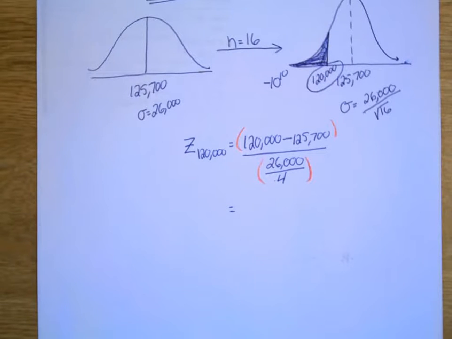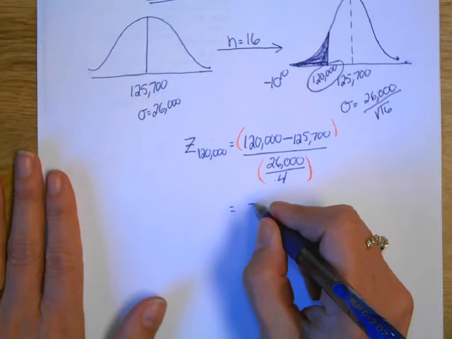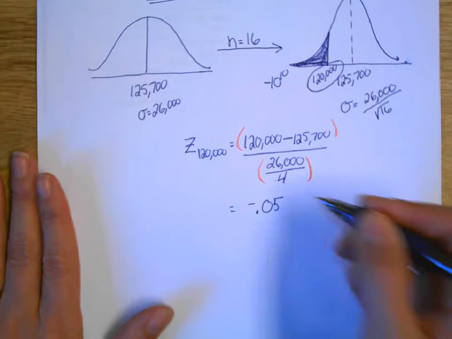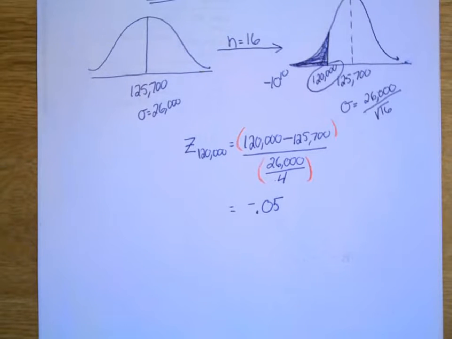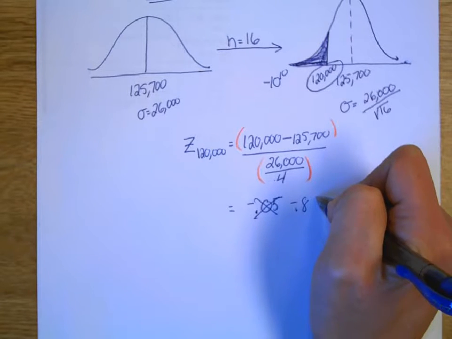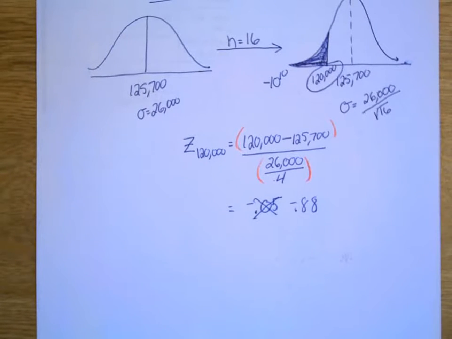I got negative 0.8. Let's see who's right. 120,000 minus 125,000, divided by 26,000 over 4. Nice try. Negative 0.8 it will be. So you should always be practicing with the calculator.